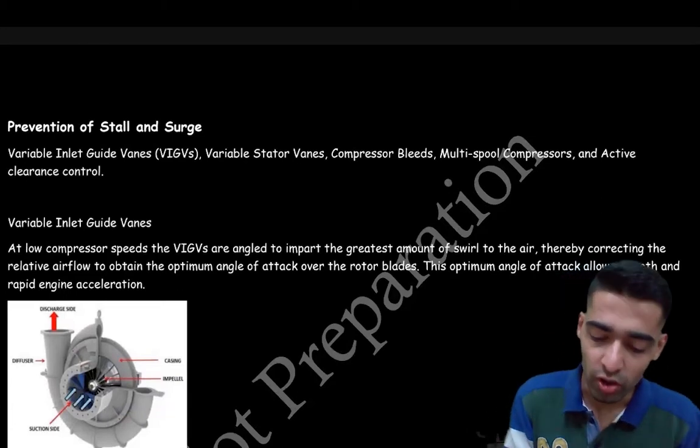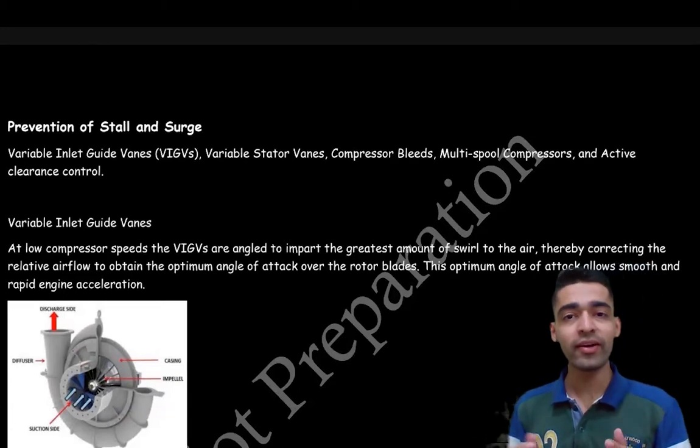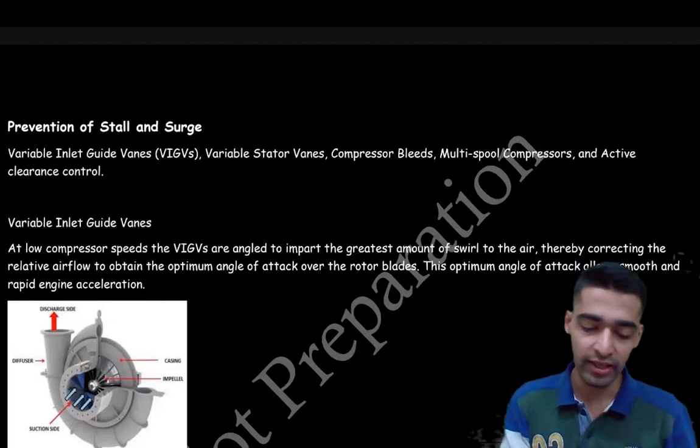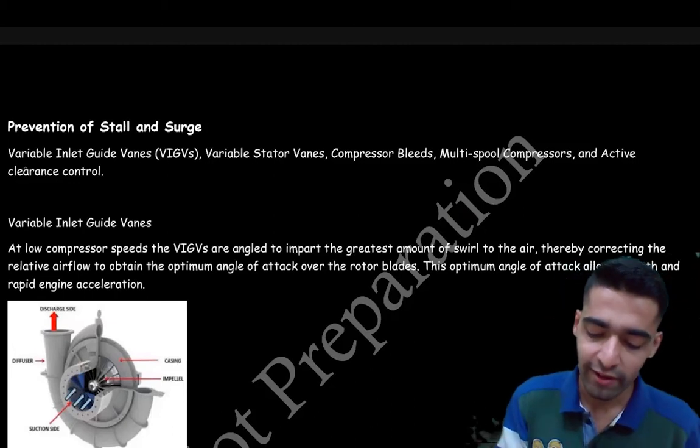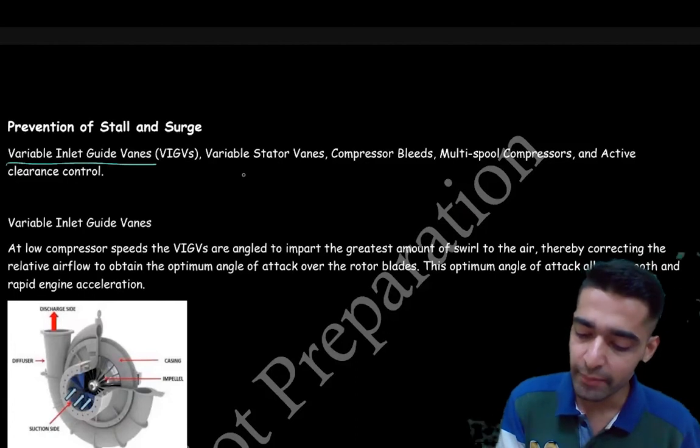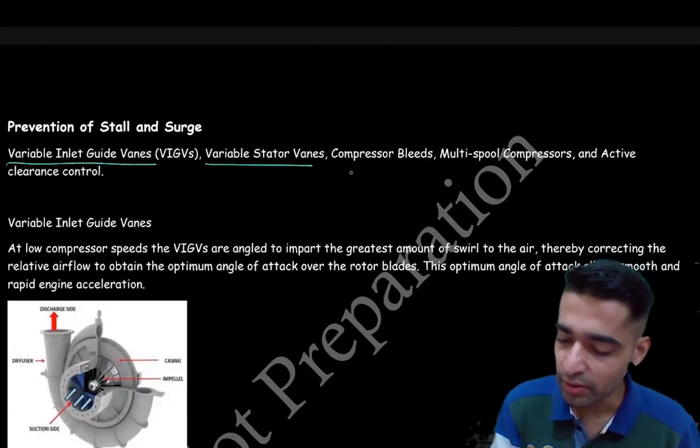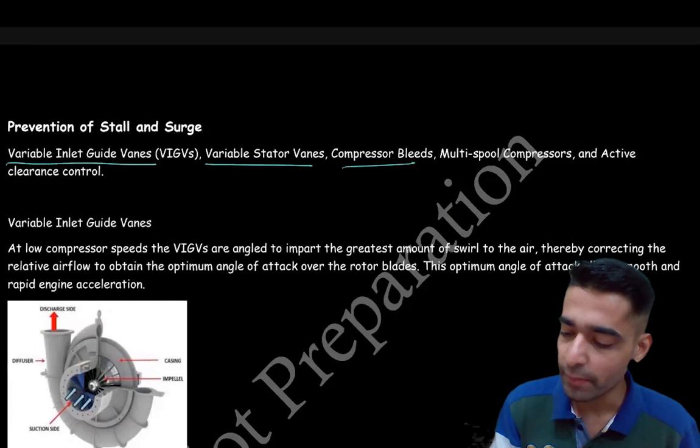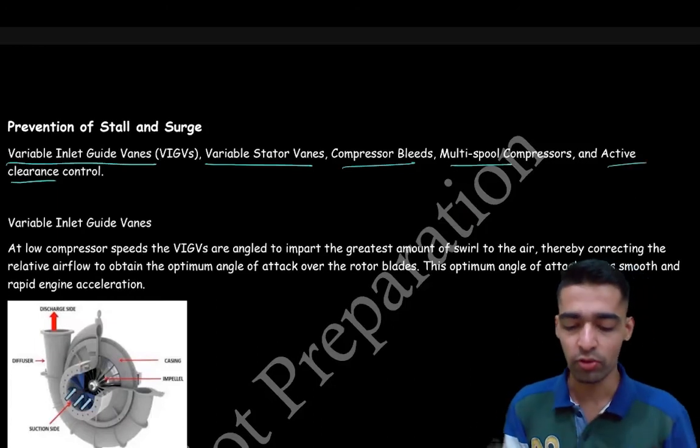So prevention of stall and surge: how to prevent stall and surge in different ways. There are many different ways. First is variable inlet guide vanes, variable stator vanes, compressor bleeds, multi-spool compressor, and active clearance control, ACC.